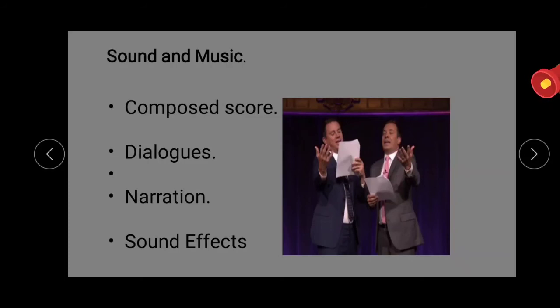So talking about composed score, dialogues, narration, and sound effect. Composed score is the original music that is composed specially for a film. Then there's your dialogues, narration, and the sound effects that are added to the scene.